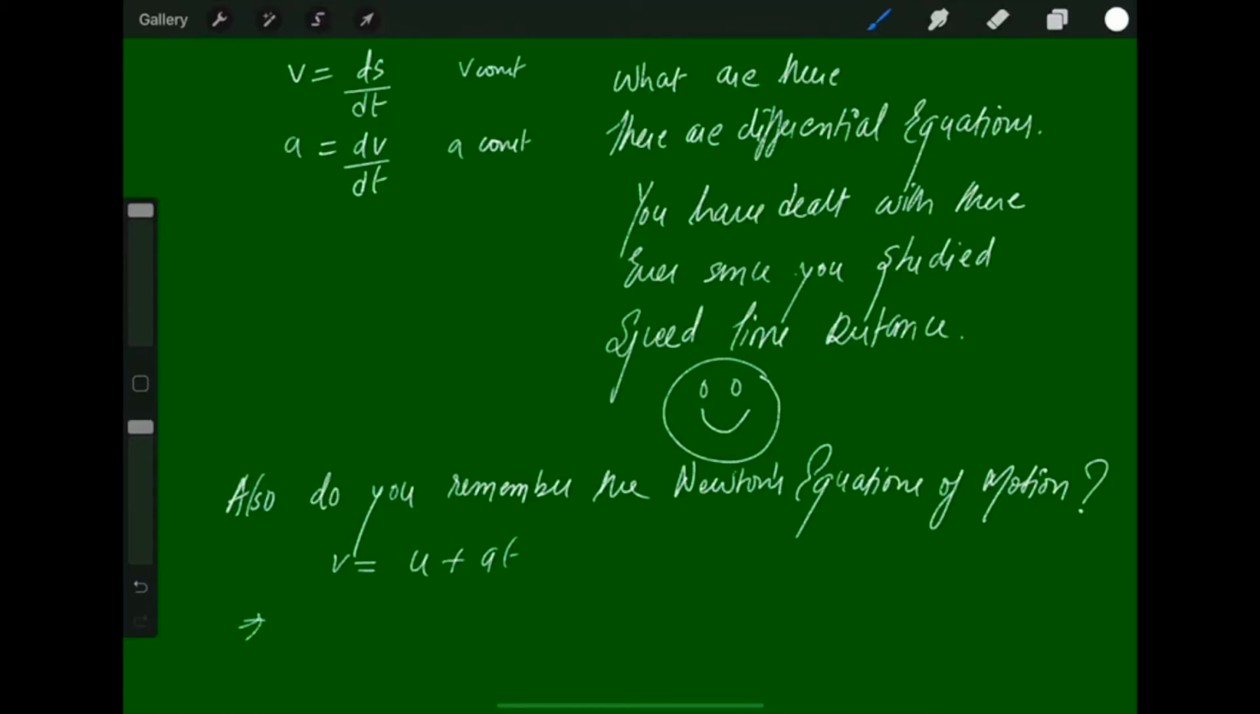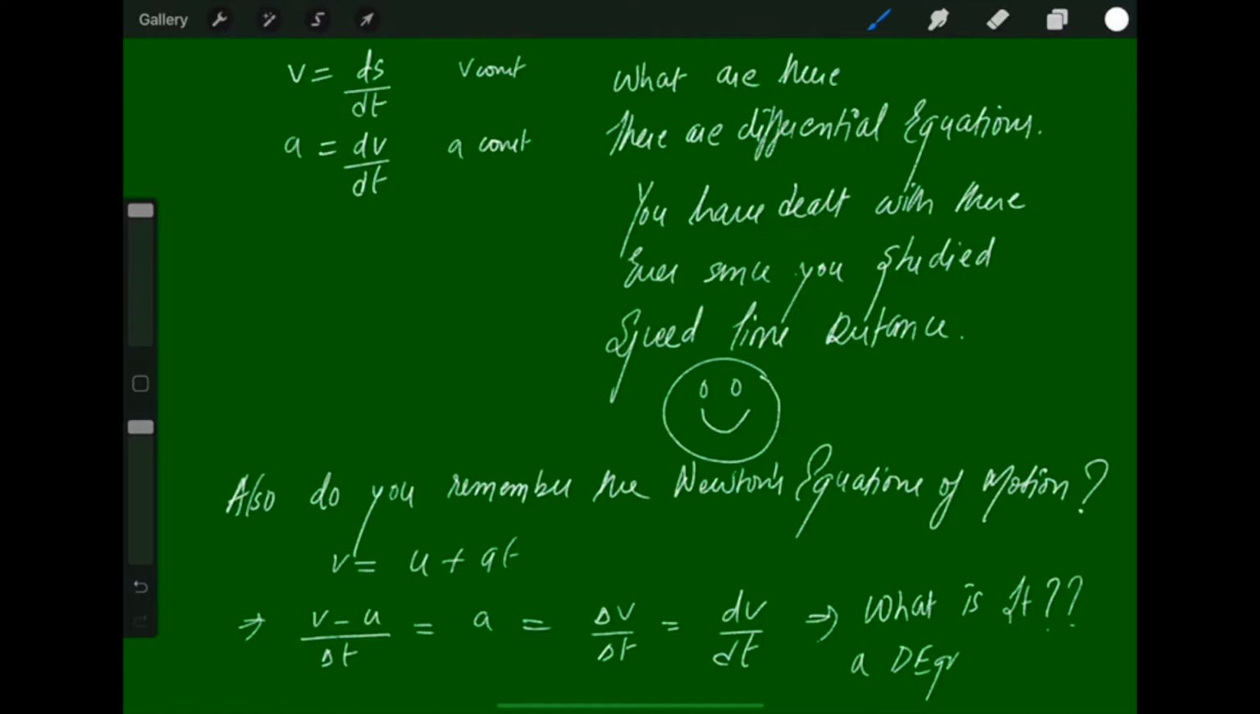v equals u plus at. If we bring u to the other side, it becomes (v minus u) upon delta t equals a, where a is a constant acceleration. Now (v minus u) upon delta t can also be written as delta v upon delta t, that is, change in velocity divided by change in time. Again, if delta t tends to 0, that is, the change in time is reduced to a very small quantity, then it can be represented as dv by dt. What is this? This is actually a differential equation.